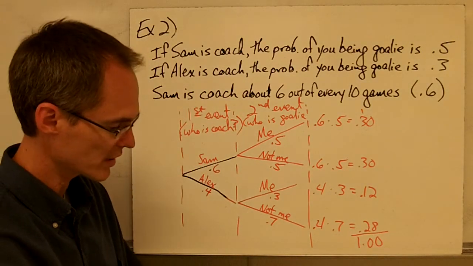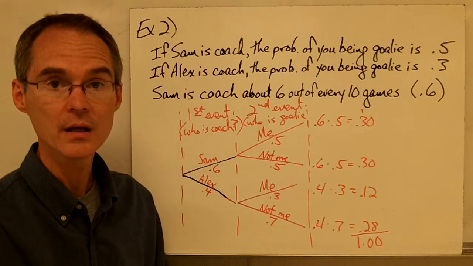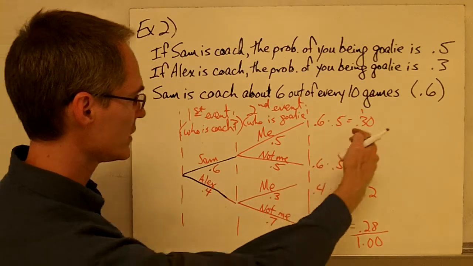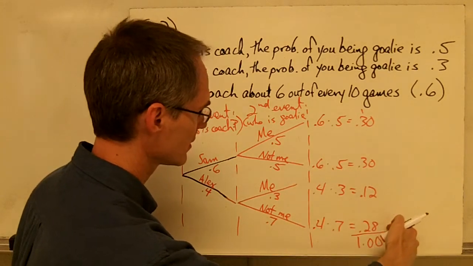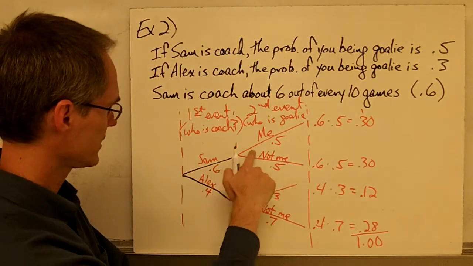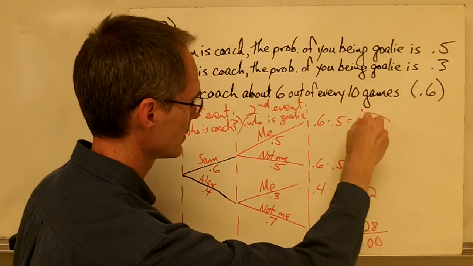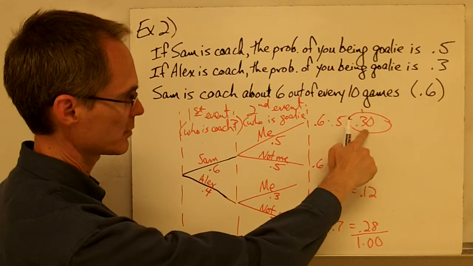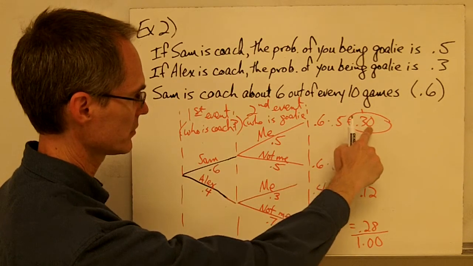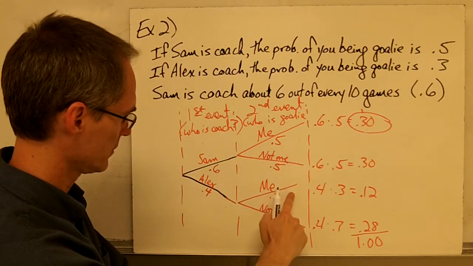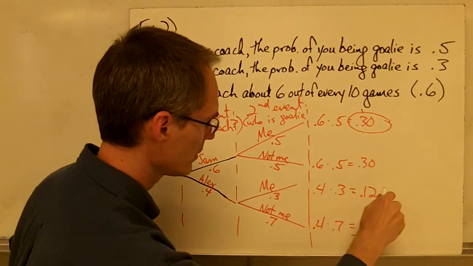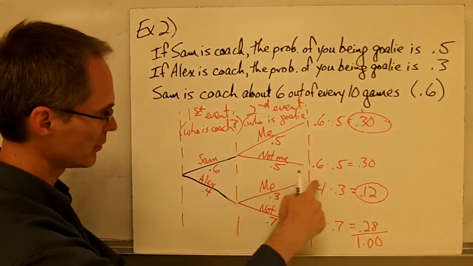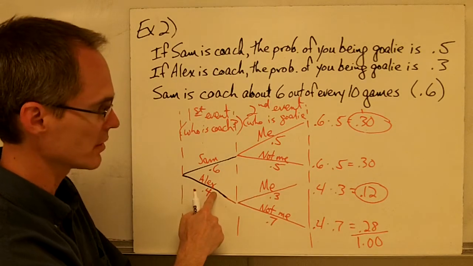Well, so now the question is, what is the probability of me being goalie? Well, let's see. Which of these 4 probabilities represent me being goalie? Well, this one right here does, because this is me being goalie if Sam is coach. That's the probability of me being goalie when Sam is coach. And let's see, not this one. This one right here also represents probability of me being goalie. This is me being goalie when Alex is the coach.